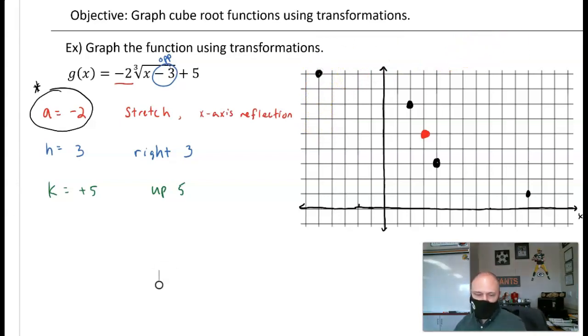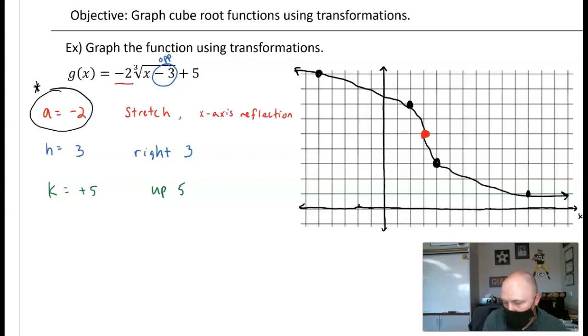Okay, so now I just need a smooth curve. And again, I recommend drawing 2 pieces from your origin. So there is your cube root function.